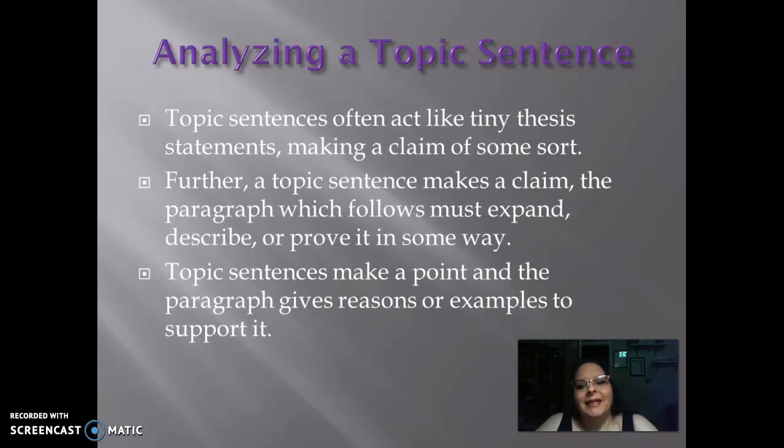So analyzing a topic sentence, they do act like a tiny thesis statement. They make a claim of some sort. So while your thesis statement supports your entire paper or sets up your entire paper, that one main claim, well, a topic sentence makes a main claim for that body paragraph. So whatever it sets up, whatever will follow to explain it, expand it, describe it, make a point, give reasons and examples. So that topic sentence has a very important job because it has to set up the paragraph to be able to do all this.